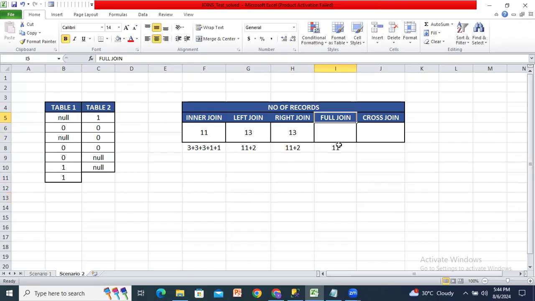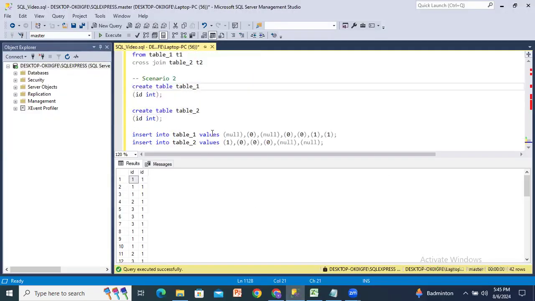Now full join. So 11 plus what is left over from the left table, 2 records, right? Plus what is left over from the right table, 2 records. So total 11 plus 4, 15. Next, cross join. How many records here? 7 records. How many records in table 2? 6 records. 7 multiplied by 6, 42. So total 42 records for cross join. Okay, so this is the way we get through scenario 2.